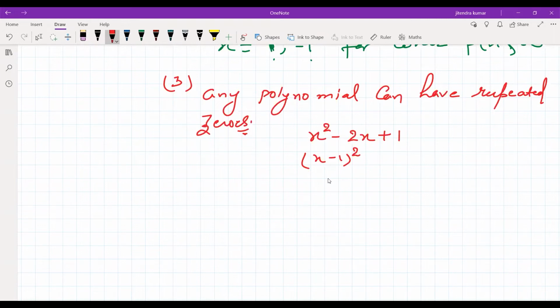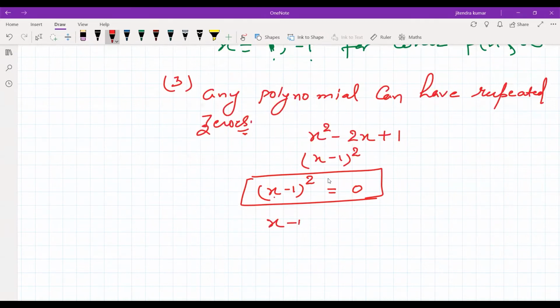So if we have to find the zeros of this polynomial, then (x minus 1) whole square should be equal to 0. We have to find the value of x for which this equation holds true. In this case we have two values of x, but both the values are 1 only. So that is the point here, that any polynomial can have repeated zeros.